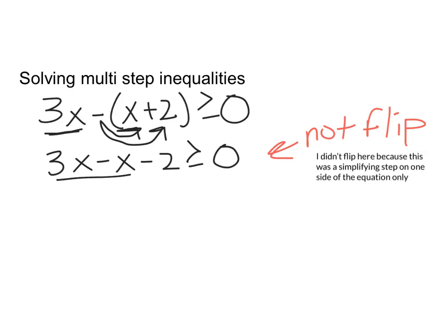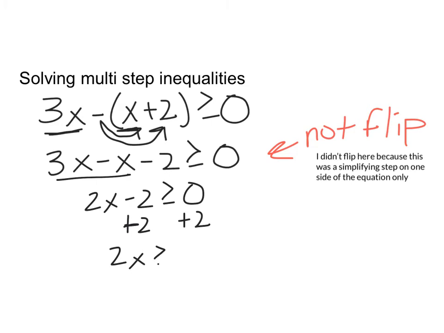Next, I'll combine my like terms. That leaves me with 2x minus 2 is greater than or equal to 0. I'm going to add 2 to both sides. That's not a multiply or a divide step, so I don't need to worry about any flipping. So 2x is greater than or equal to 2. And now I'm going to divide.